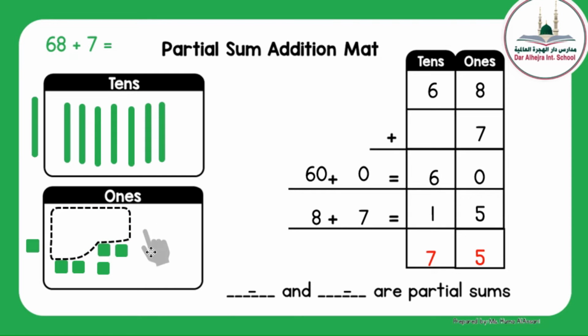So you can see I have removed the ones, and instead I have added a 10 here. What I'm left with is 1, 2, 3, 4, 5, 6, 7 tens and 1, 2, 3, 4, 5 ones. That means my sum is correct. I can write the partial sums here. These are the partial sums, 60 and 15.